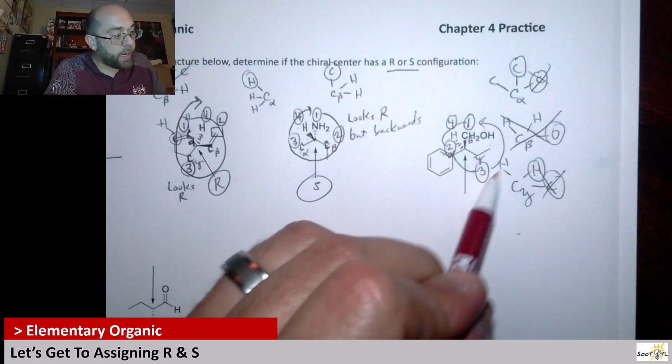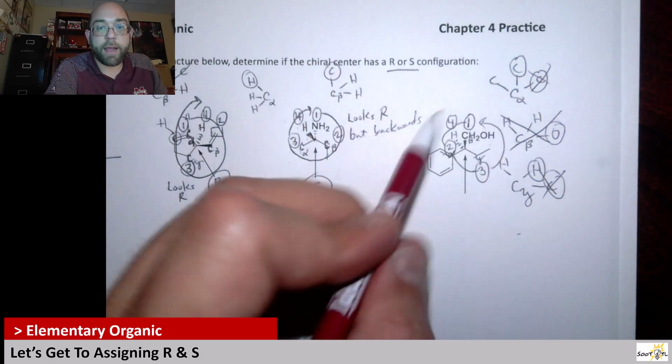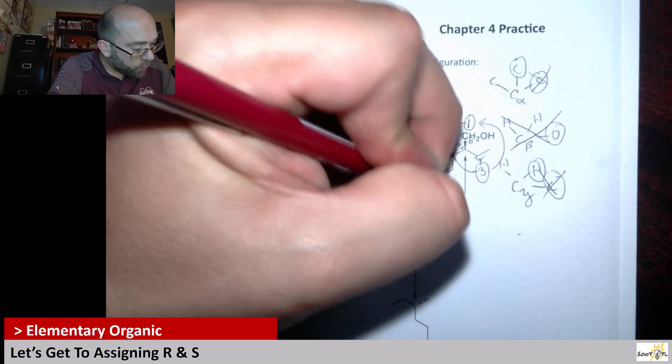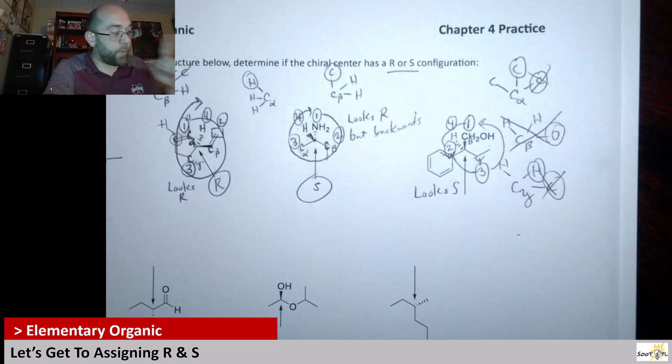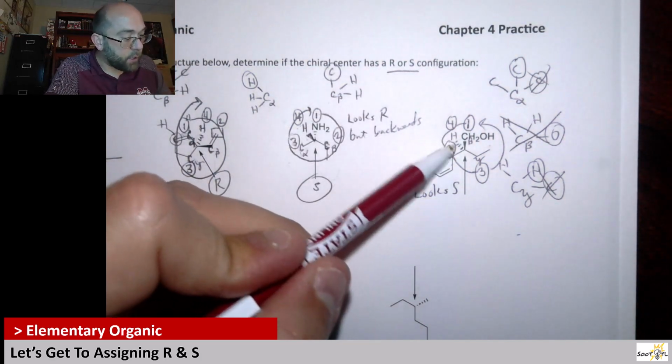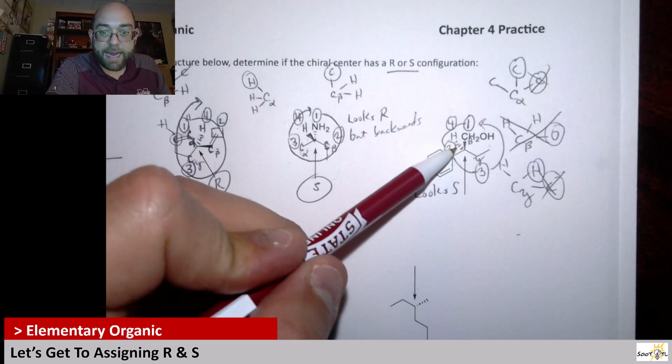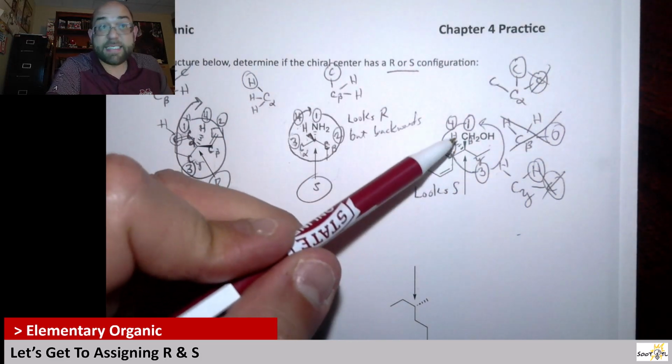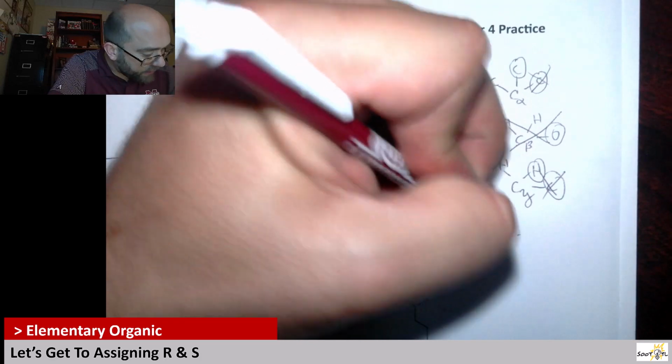So it's going counterclockwise or overhead left. So that means it looks S. Now we need to check, is it in fact S? You look at that 4th priority group, it's a dash, so it is exactly what it looks like. So that is an S.